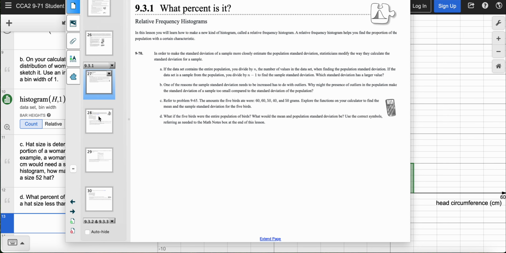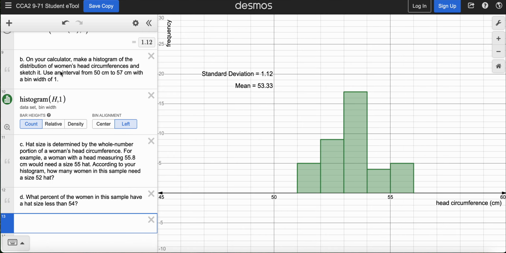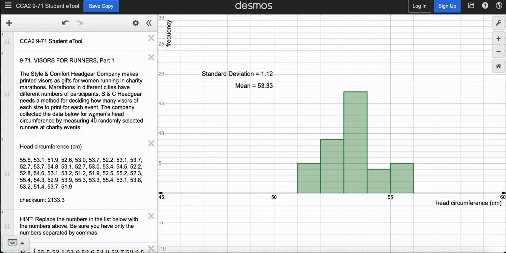So we're going to be working on seeing those and seeing if we can come up with some ideas of how this all works. So I gave you a set of data here, but I also gave you an e-tool in Canvas if you didn't already look for it. So this is already posted in Canvas for you. So there are 40 runners. They're talking about head circumference.